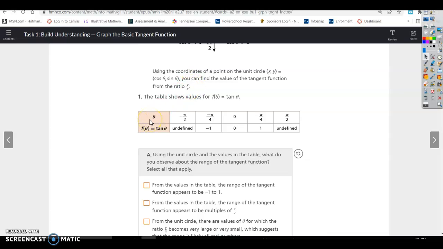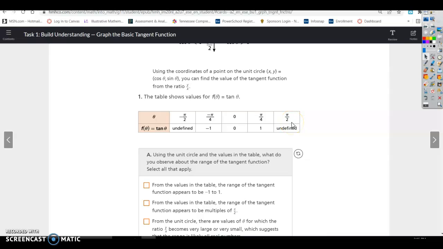So for some angle, you've got negative pi over 2. This is your x value. This would be your y value. So tangent would be undefined at negative pi over 2. And then it would be negative 1 at negative pi over 4, 0 at 0, and then it would be 1 at pi over 4, and undefined again at pi over 2.